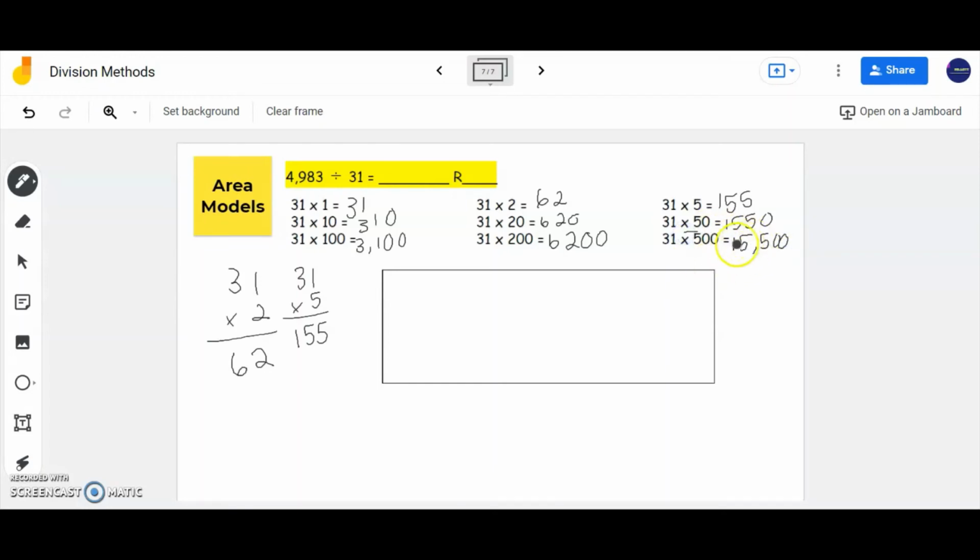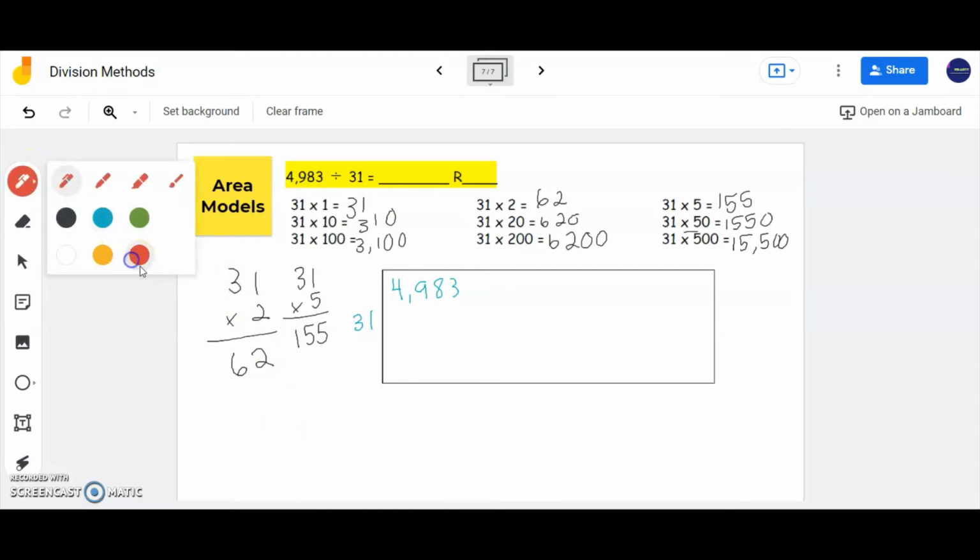Now, obviously, this is way too big. We're not going to be using that. My dividend here is only 4,983. I just write all of these out of habit. Now I'm ready to set up this problem. I'm going to do each step in a different color so you guys can easily see what we have to do to solve. So first thing, my dividend goes in my corner here, 4,983 divided by my divisor of 31.